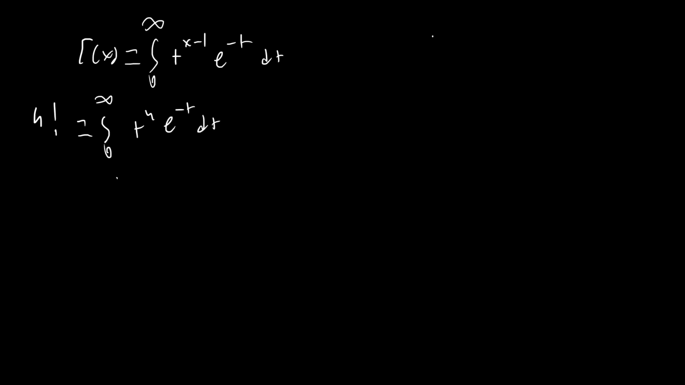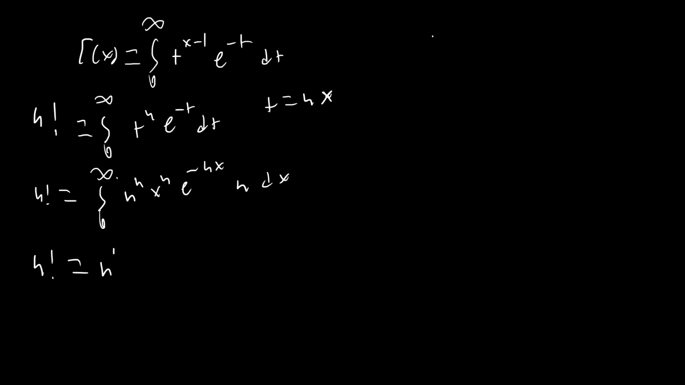So now we're just going to go ahead and make a bunch of substitutions and reorganize this integral. First, we're going to let t equal n times x, which is going to be our dummy variable in this case. So we're going to have n factorial equals the integral from 0 to infinity of n to the n, x to the n, e to the negative t, or I guess e to the negative nx. And then we're going to be multiplying by n dx. So if we go ahead and reorganize, we're going to have n factorial equals n to the n plus 1, integral from 0 to infinity of x to the n, e to the negative nx.